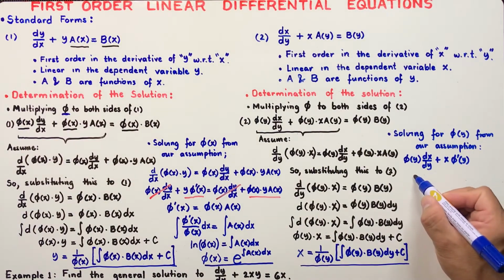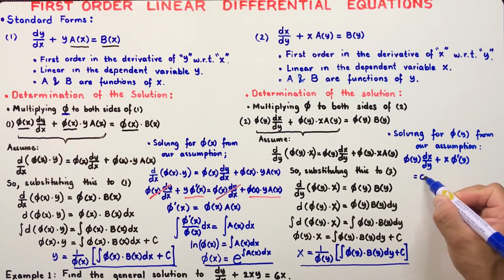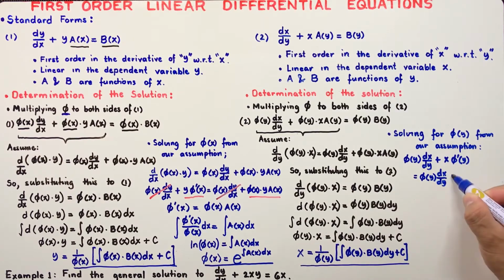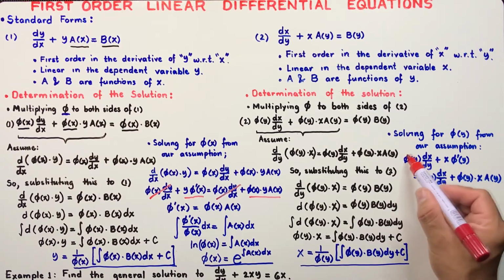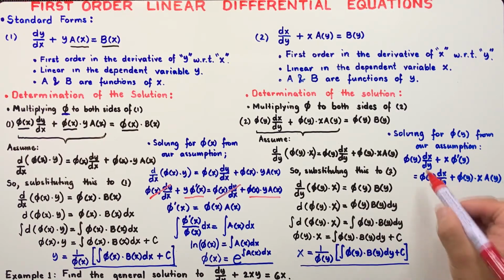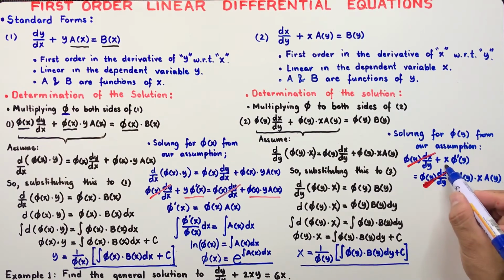So we write here, this is equal to phi of y times the derivative of x with respect to y, plus phi of y times x times a of y. And we notice that this term on the left side of the equation is equal to this term on the right. So we may cancel this one here and say that this term is equal to this term.